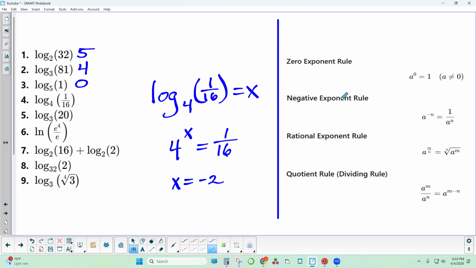Okay? So now look at the negative exponent rule over here. A negative exponent means take the reciprocal of the base and make the exponent positive. Okay, and that's exactly what we do here. All right, 4 to the negative 2, we take the reciprocal, which would be 1/4, and we make the exponent positive, which would give us 1/16th. All right, so number 4 is negative 2.